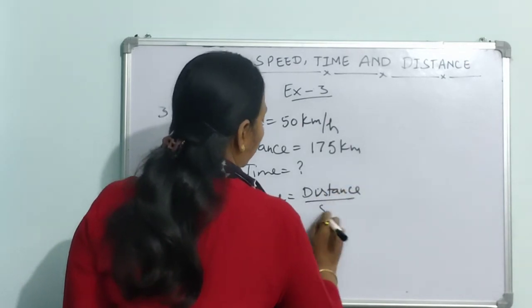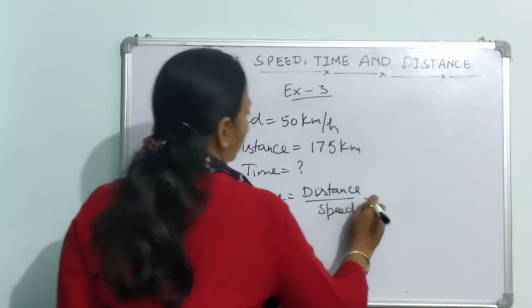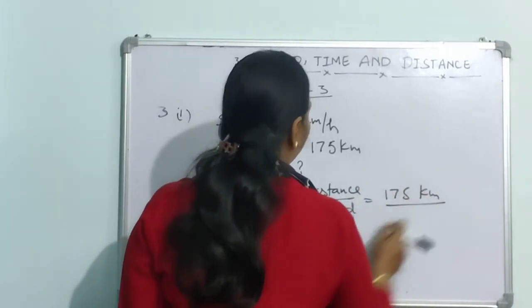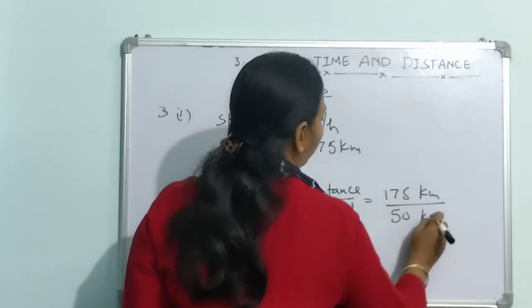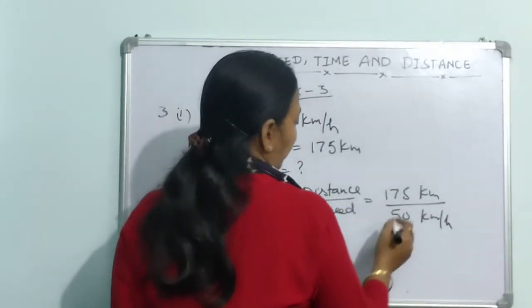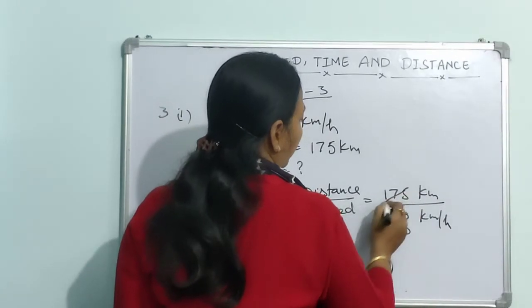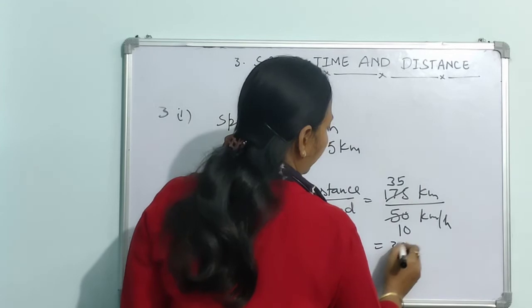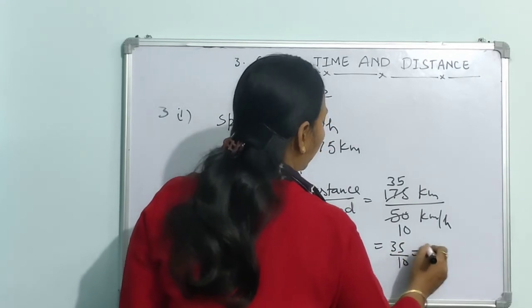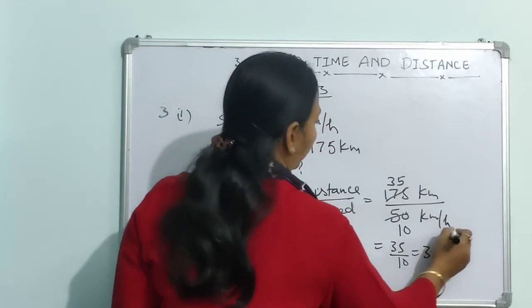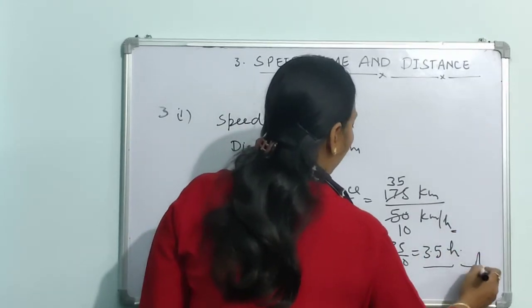Distance upon speed. Write the values. So distance is 175 kilometers and speed is 50 kilometers per hour. So you can divide by 5. With 5 you will cut: 5 tens are, and here 5 threes are 15, so 5 fives are 35 by 10. That will be 3.5 hours. Time will be in hours only. So this is your answer.